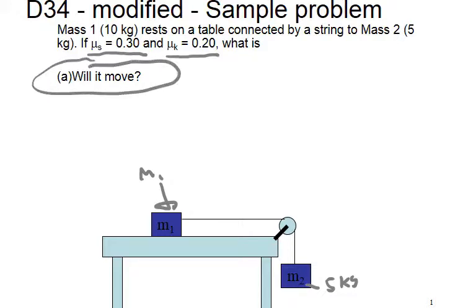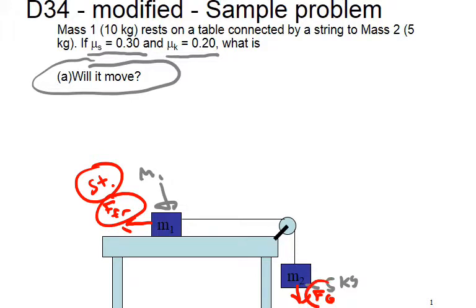And to do that, simply what you have to do is make sure that the force of gravity here is greater than static friction, because if it is, it will move. So that's all you want to do starting out. You just want to think, okay, is the force of gravity greater than friction? And if it is, it will move.